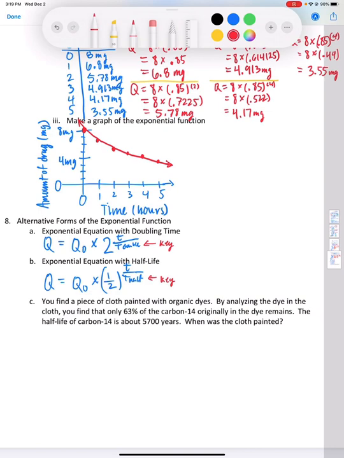So the quantity left is given to us. Let's see what we got here. 63% of the carbon-14 remains. This is going to be our quantity, our Q. The half-life of carbon is about 5,700 years. That's our T half. When was the cloth painted? Those are the only parts that we have, but let's take a look at what we need. We need to know when the cloth was painted, so we need T. Let's go ahead and write that down.